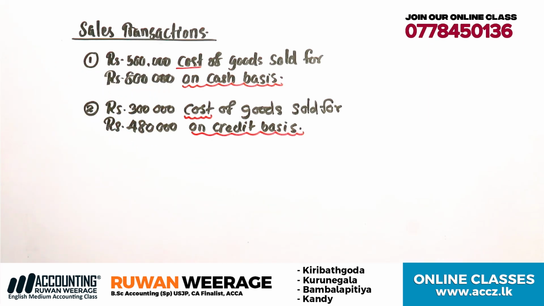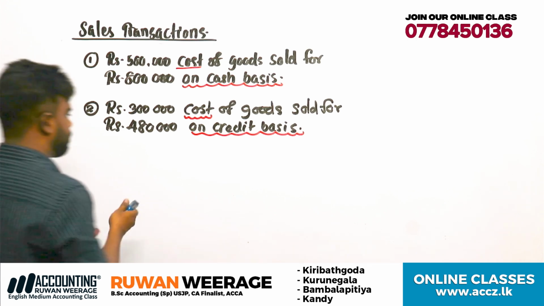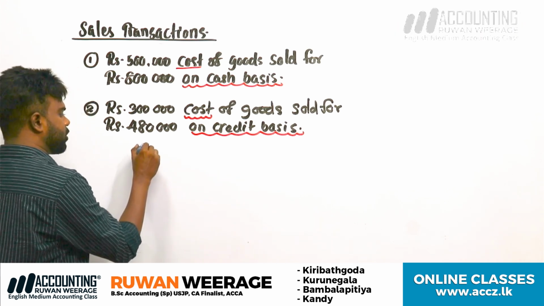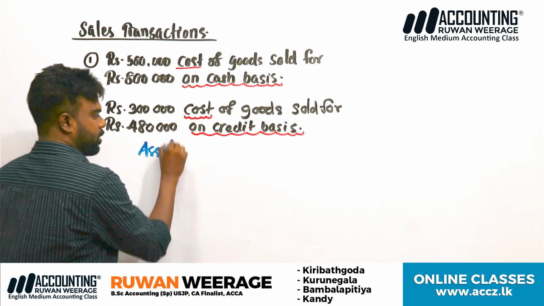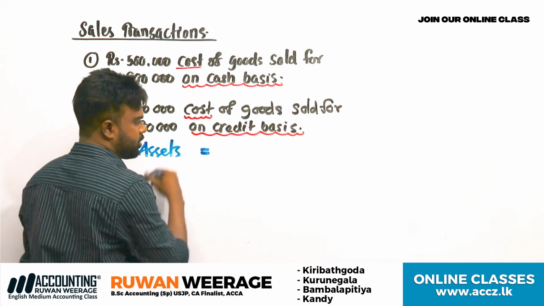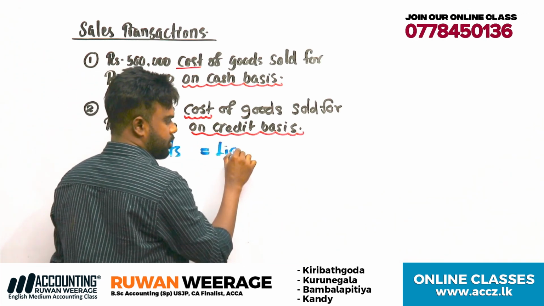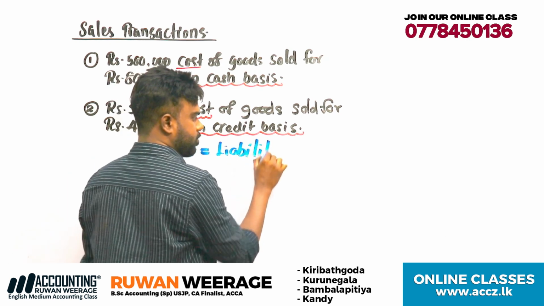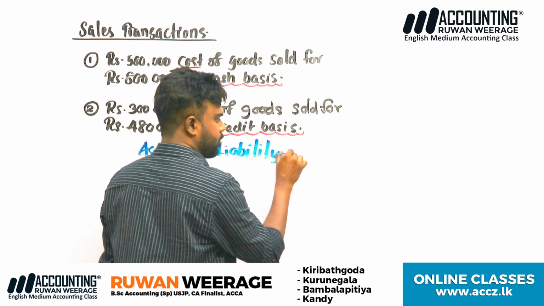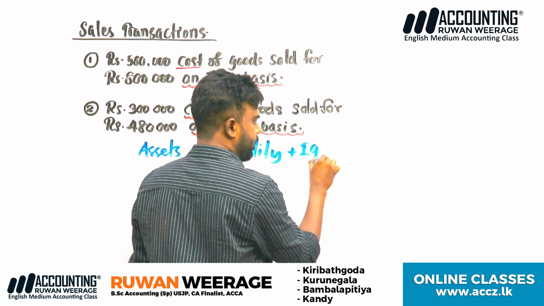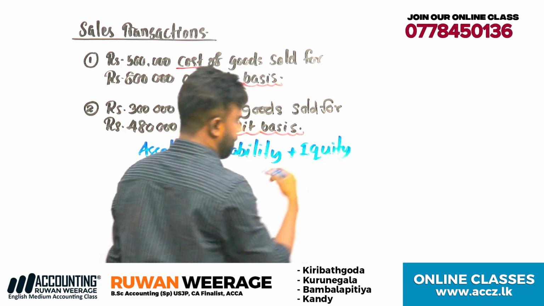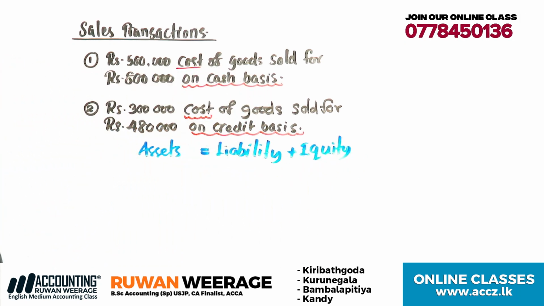Now write down the accounting equation. Assets equals liability plus what? Equity. Liability plus equity.